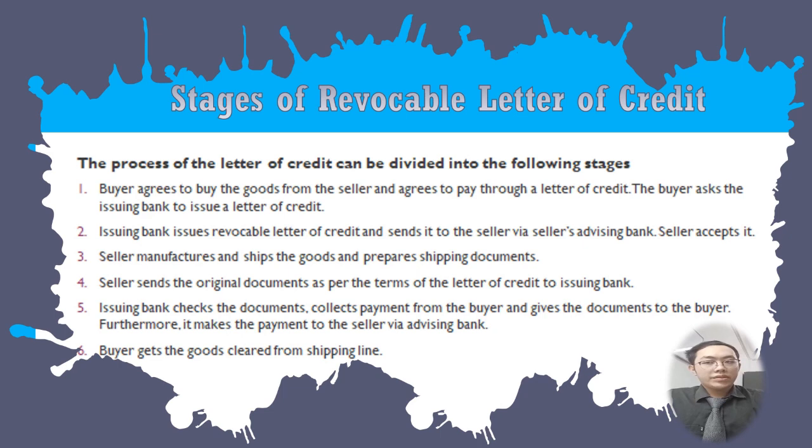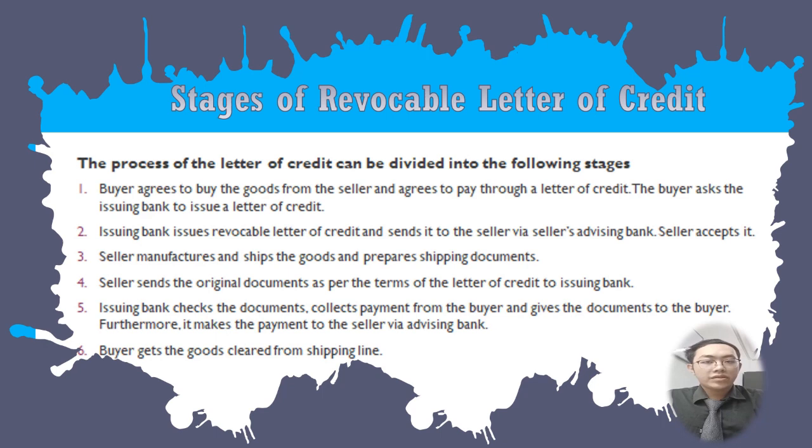the goods from the seller and agrees to pay through a letter of credit. The buyer asks the issuing bank to issue a letter of credit. For the second stage, the issuing bank issues the revocable letter of credit and sends it to the seller via the advising bank, and the seller accepts it. And for the third stage, the seller manufactures and ships the goods and prepares the shipping documents.